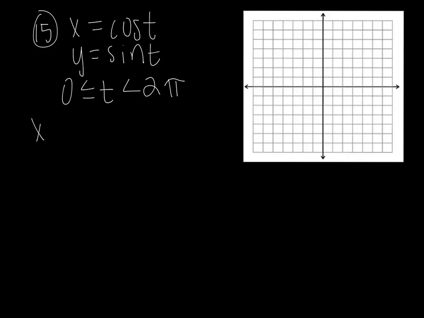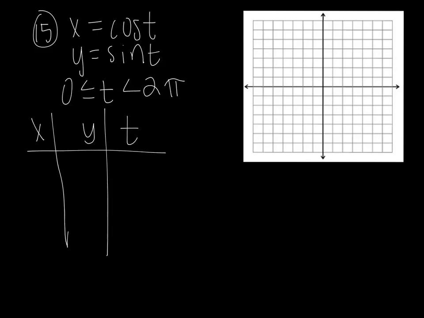So same deal. Make your x, y, t chart. Plug in some values in radians, since your parameter is in radians. So let's just do the standard values: pi over 6, pi over 4, pi over 3. Let's do pi over 2 for good measure, and then, well, I can't really fit anything else, but we could do others.